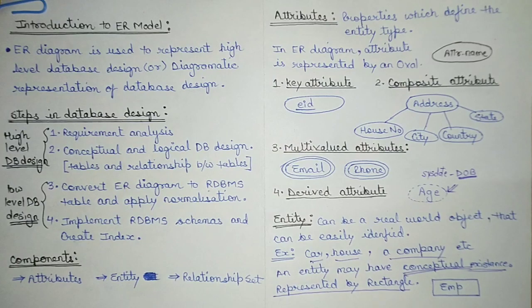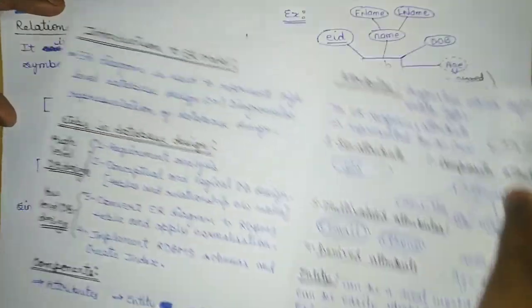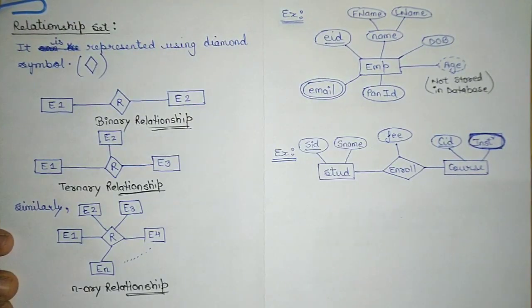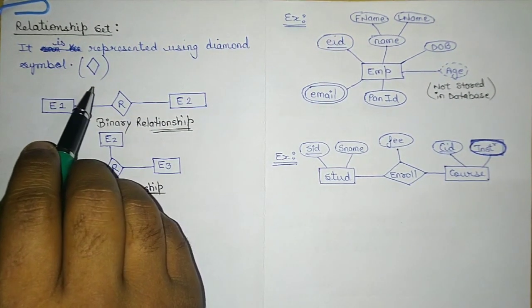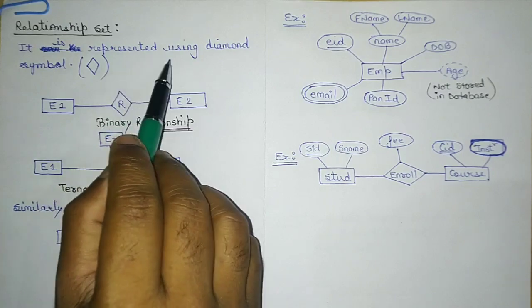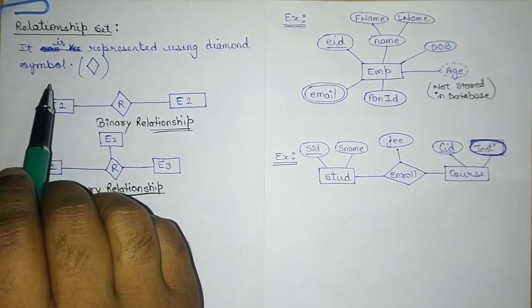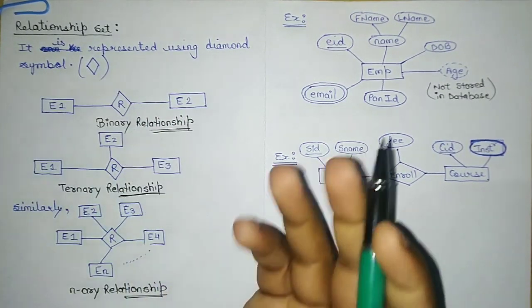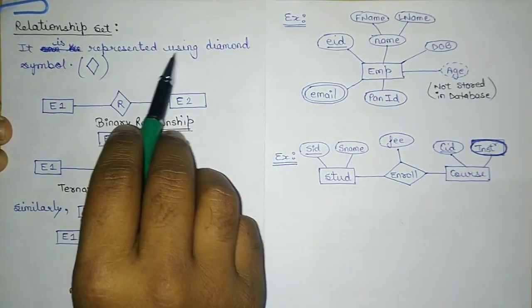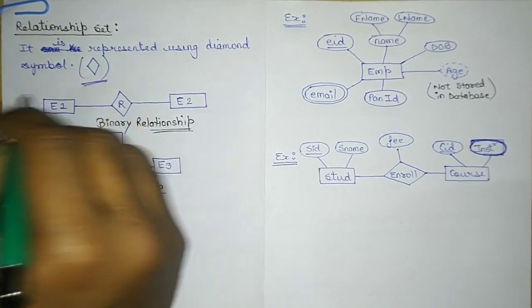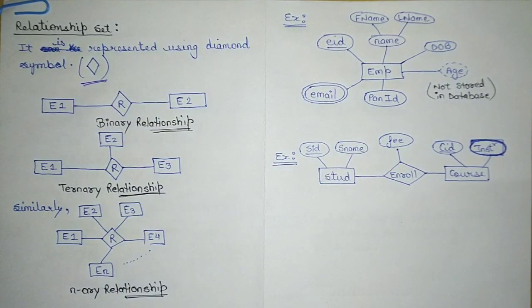Now let's see a few more things in this chapter, which is the relationship set. What is the relationship set? A relationship is represented using the diamond symbol. It defines the relation between two or more entities. This is the symbol, and it shows the relationship between the different entities, right? Now let me show you one thing.